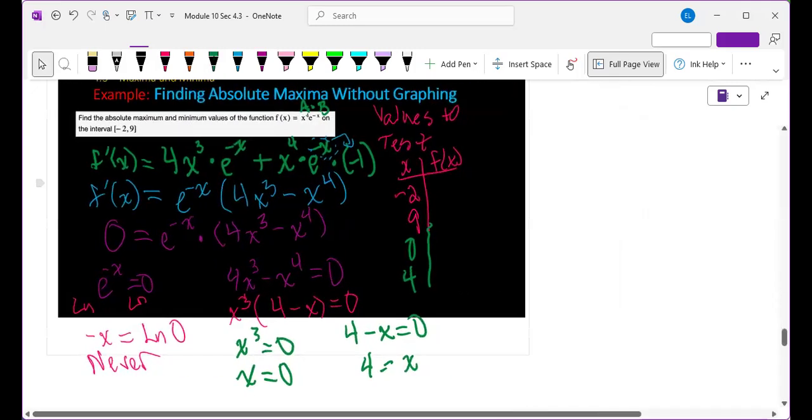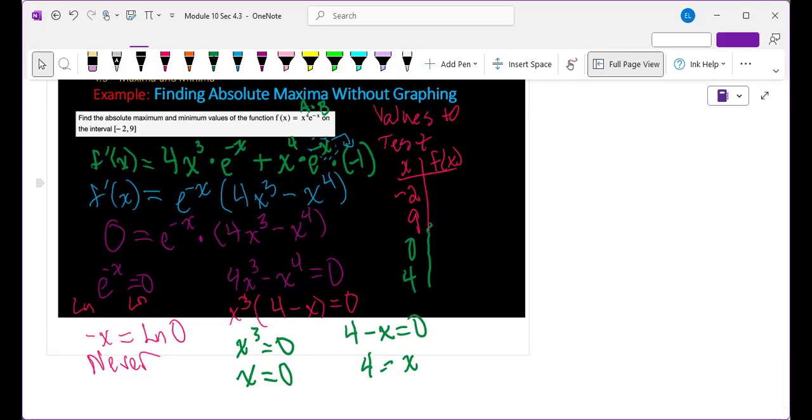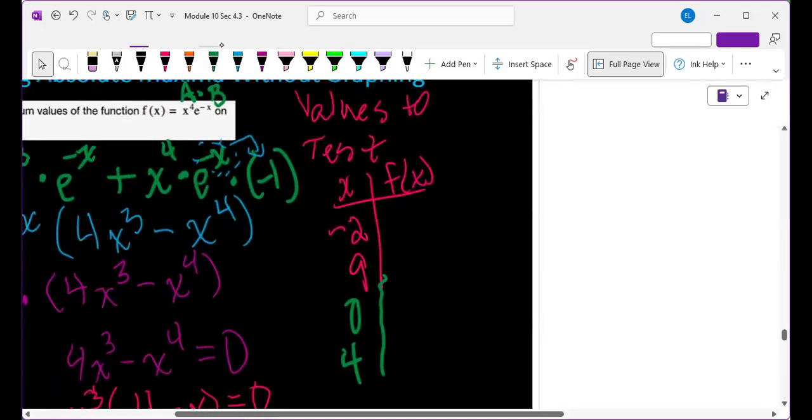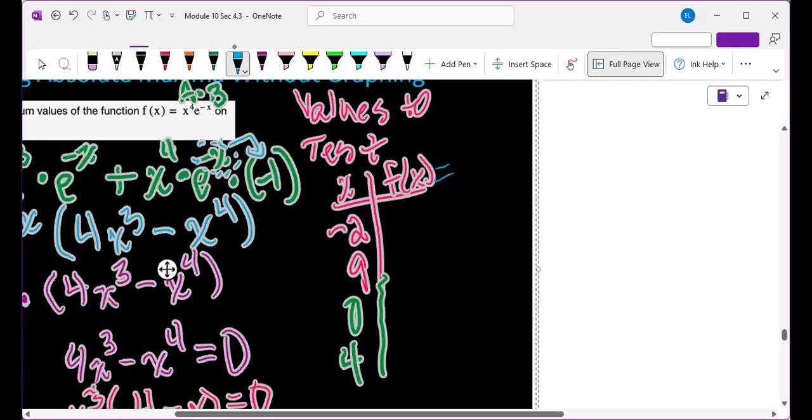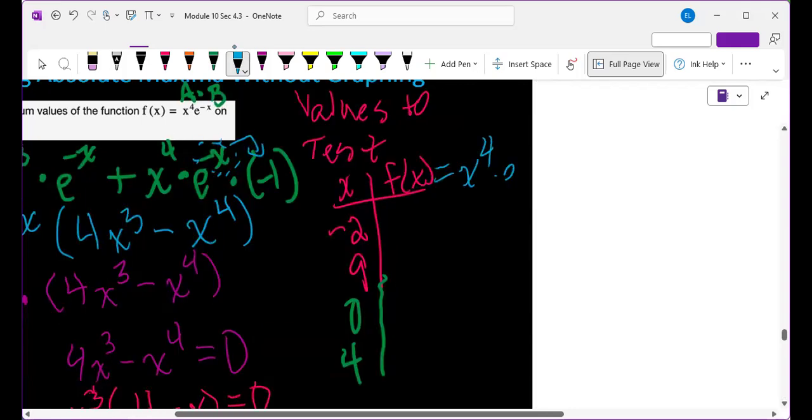All right, so I have 4 values here. One of those 4 is the absolute max. One of those 4 is the absolute min. Now we can actually get ties, in which case they're just both whatever thing. But to figure out what they are, we've got to go back to our original function, which is x to the 4th times e to the negative x. And this is where I bemoan not having a calculator that's not just my phone.